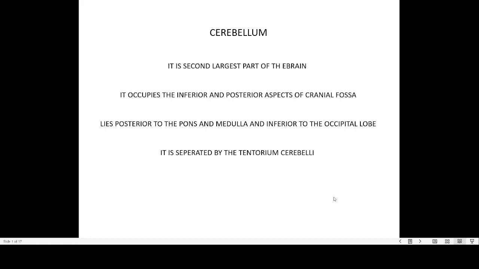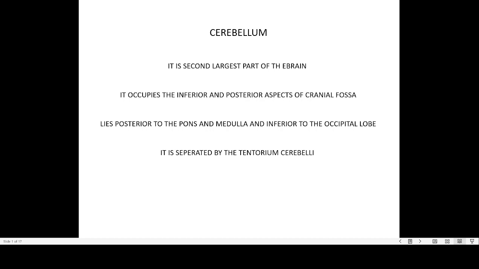So, the cerebellum is the second largest part of the brain. The first is the cerebrum and the second is the cerebellum. It occupies the inferior and posterior aspect of the cranial fossa, or you can take it as the posterior cranial fossa.